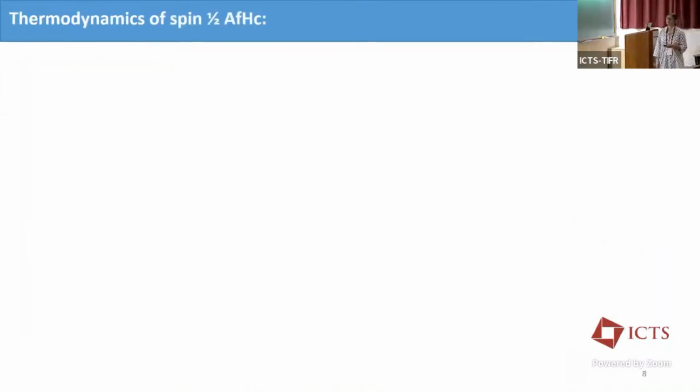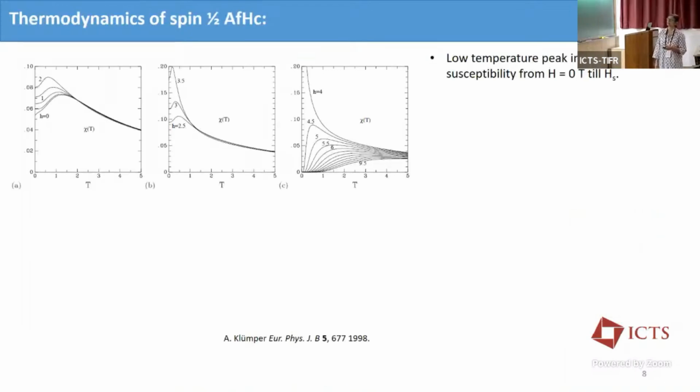Okay. So the thermodynamics of a spin-half antiferromagnetic Heisenberg chain was first calculated by Klümper, as I said, in 1998. What you see on the left side is low temperature susceptibility. So these values of susceptibilities are for values of fields which are less than the saturation field. So you see that there is a peak here which starts to go towards the left as I keep increasing the value of the applied field. As soon as I reach the saturation field, you see that the susceptibility diverges here, and with further increase in field, it comes back, and what you have are peaks again on the other side.